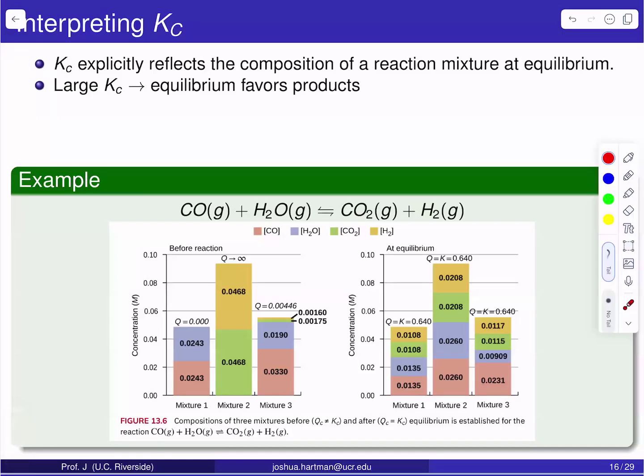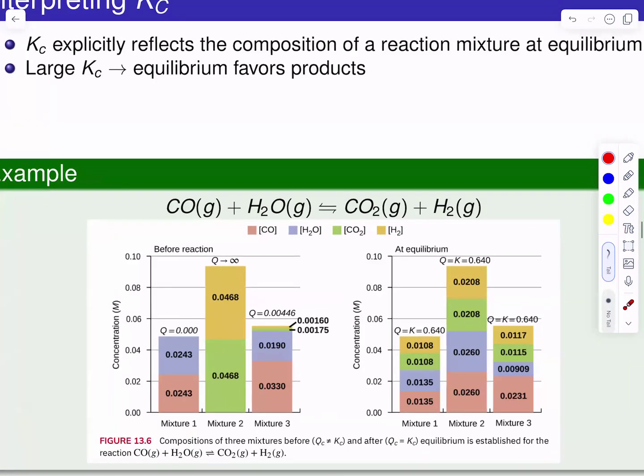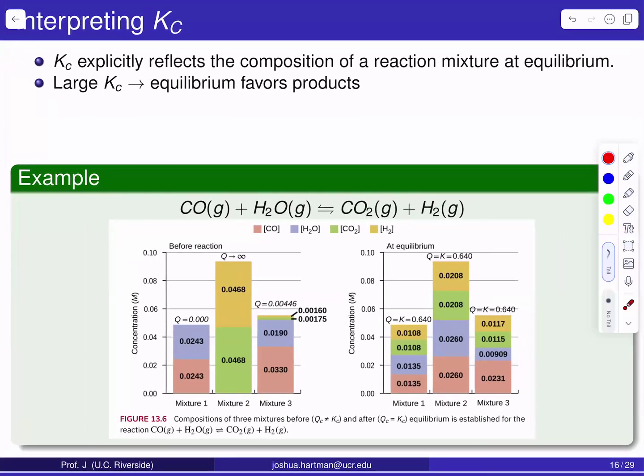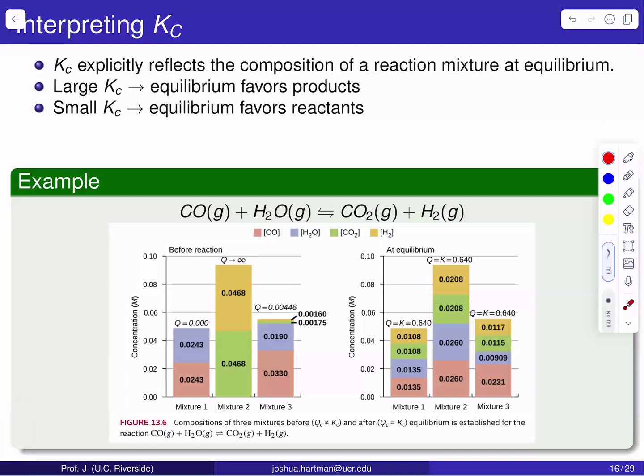Now, the neat thing is that we can look at K and, just by looking at the numerical value of K, get some insight into what's happening in this reaction. Specifically, if you have a large value of K, that means the equilibrium is going to be favoring products, right? Because remember, it's products over reactants. A large value of K means the concentration of products is higher, so at equilibrium, you are going to have more products. Conversely, if you have a small value of K, that means that the equilibrium will be favoring reactants.